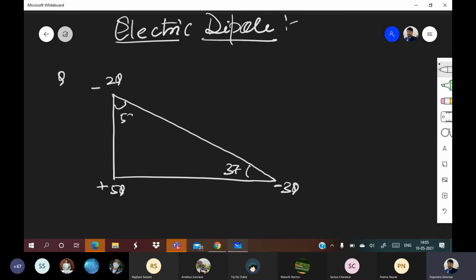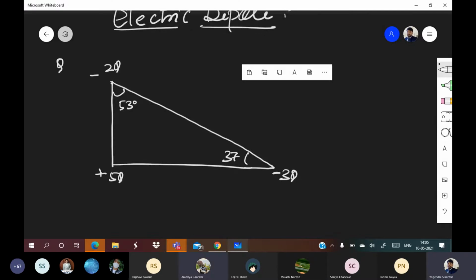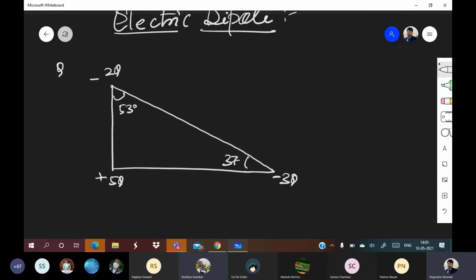This angle is 53 degrees. Somebody was saying something. The arrangement is called a dipole only if the charges are equal and opposite. Yes, definitely. If they are not equal and opposite, then you won't call it a dipole.